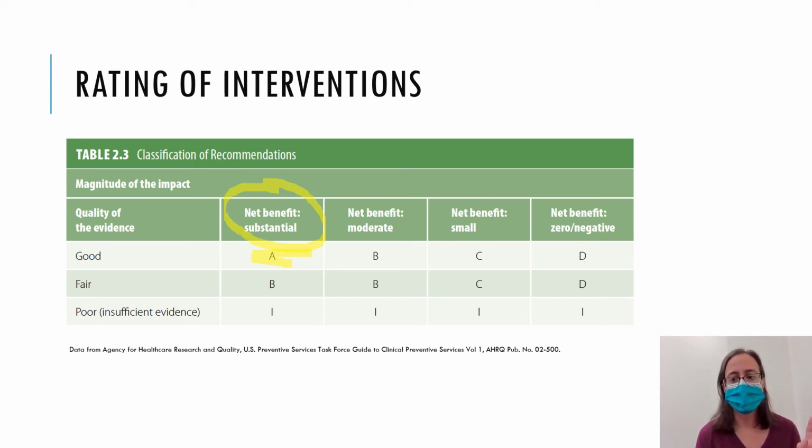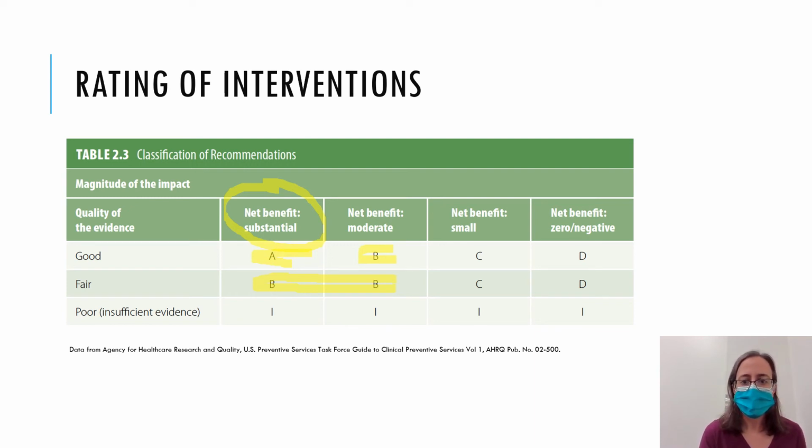Not that there aren't potentially going to be some harms or some side effects that might happen. Some people might be harmed, but overall the net benefits are going to be substantial, and we have really good data, so we feel really confident about that. Now, if the net benefit is moderate, the data is good, then we'll give it a B. We'll say, yeah, you should do this, right? We're also going to give a B to anything with moderate or substantial benefit that has fair evidence, right?